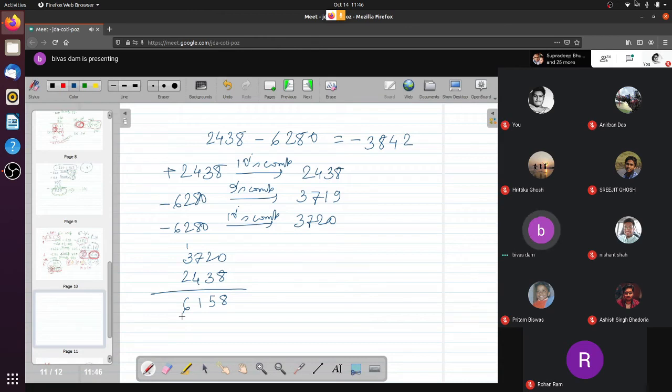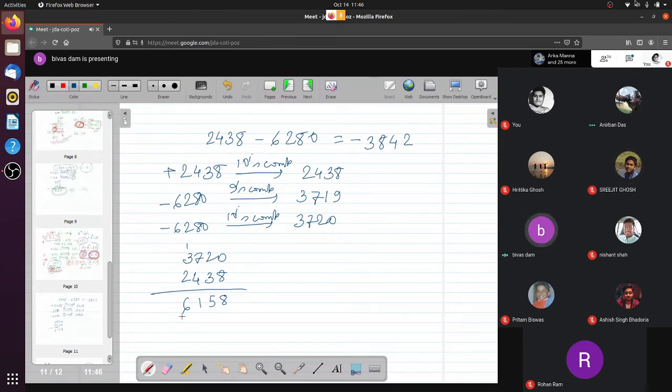Is there any end around carry? Please repeat the question. Is there any end around carry or final carry? No, sir. So there is carry.